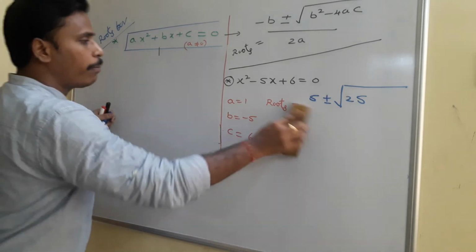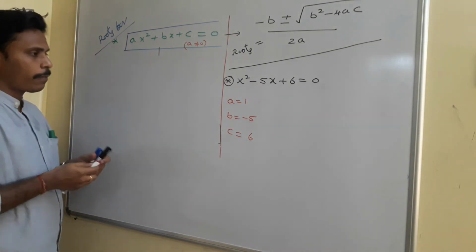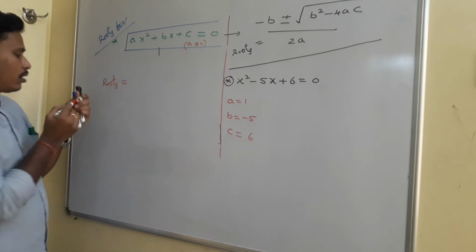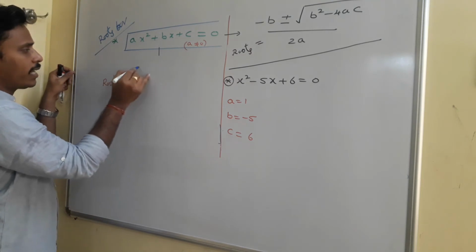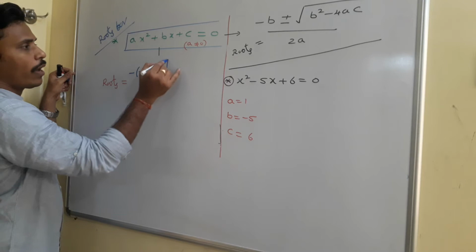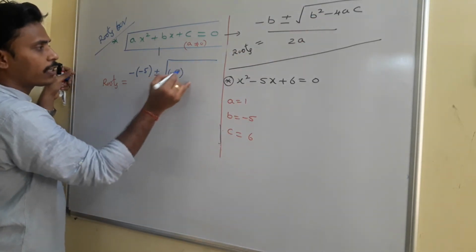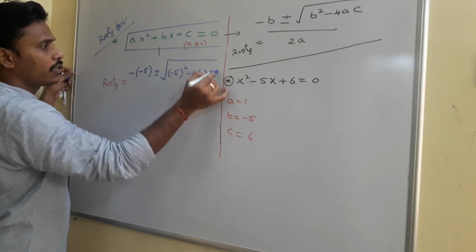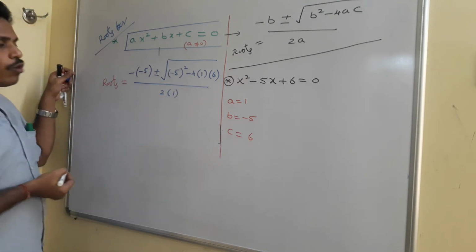Our values of a, b and c I have, and I will find the roots. Look at this space I will use. I am going to find the roots, and those roots are equal to, as per my formula, minus b. So minus of b is minus of minus 5, plus or minus square root of b square. Since b is minus 5, b square is minus 5 square, minus 4 times a is 1 and c is 6, and the whole thing divided by 2 times a, which is 2 into 1.